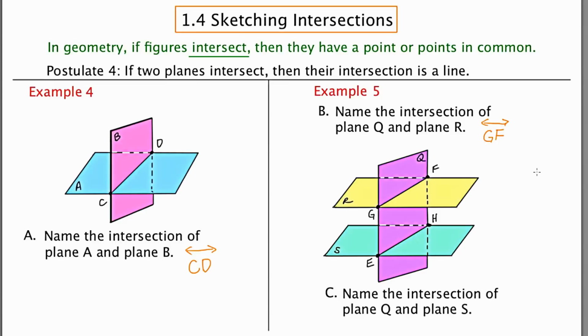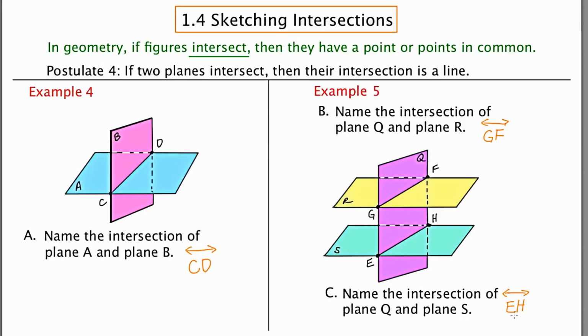Letter C down at the bottom. Name the intersection of plane Q and plane S. Now, plane Q is the purple plane, and plane S is the green plane. So visually take a scan at the green plane, and then the purple plane, and see where they cross. According to the postulate, when two planes intersect, they will intersect at a line. Which line do you think it is? I think it's line EH.